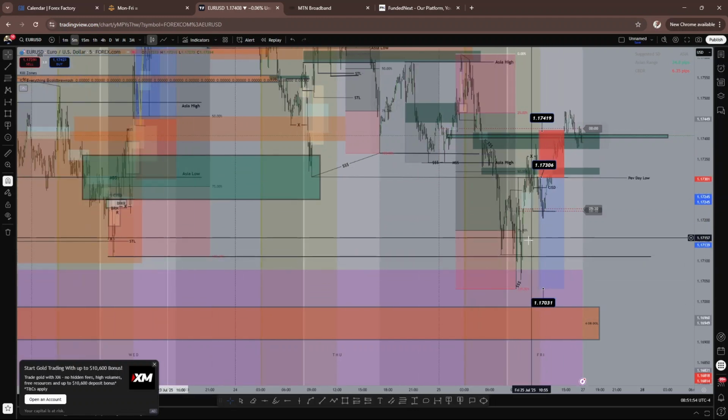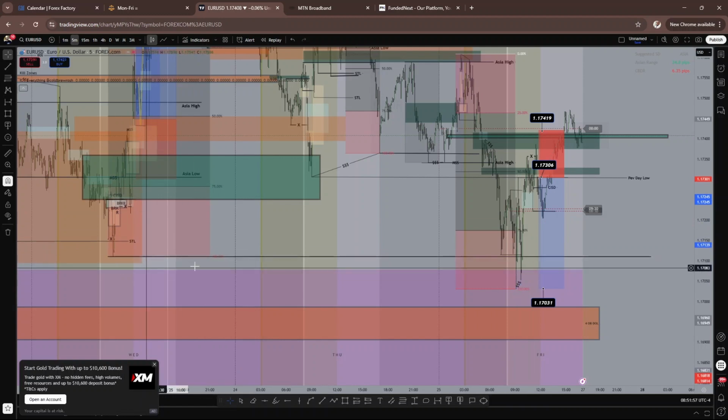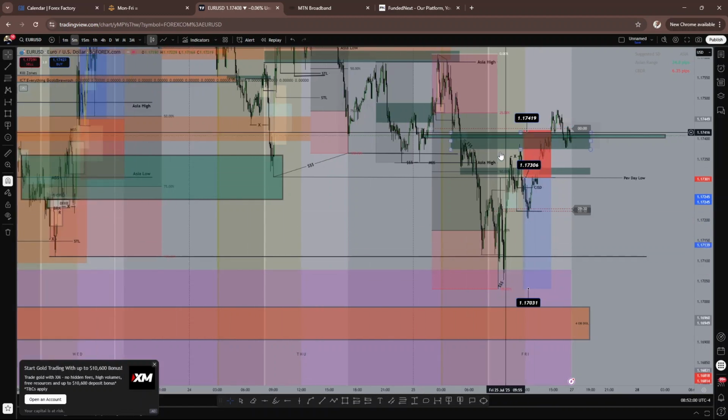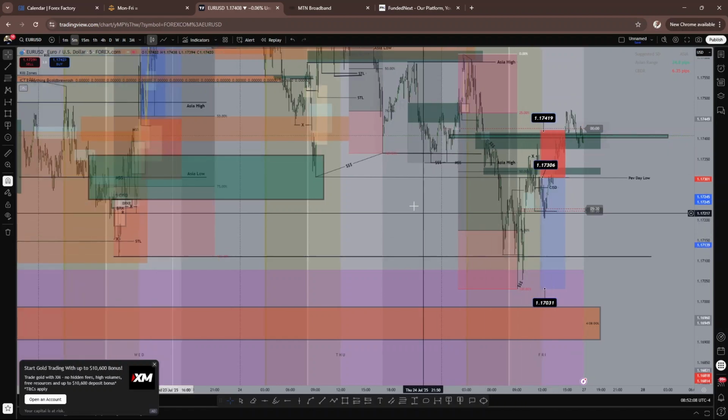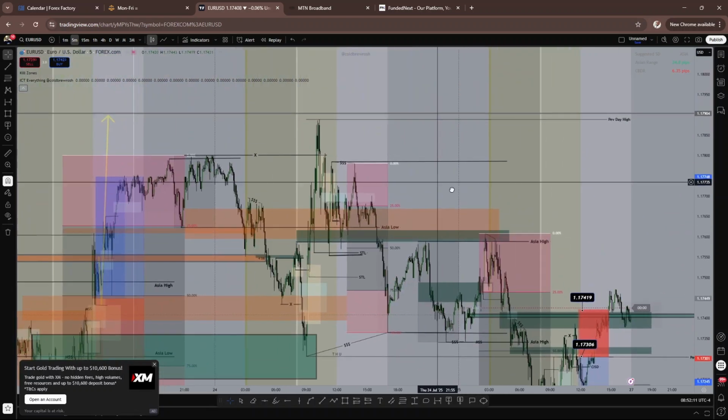Now you can see this low right here just took out this liquidity right here. And most of the time when that happens, price is not going to respect the PDRA just after that liquidity sweep. Now let me give you more examples going higher.